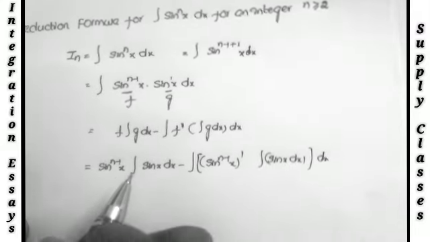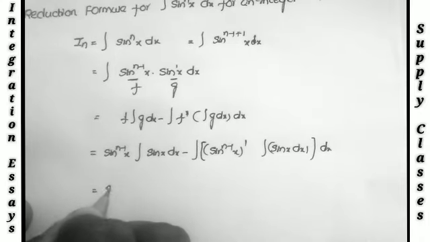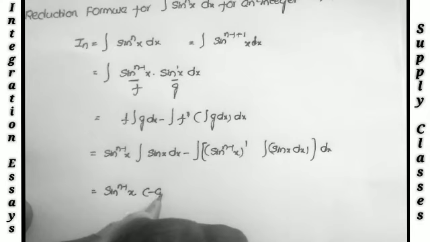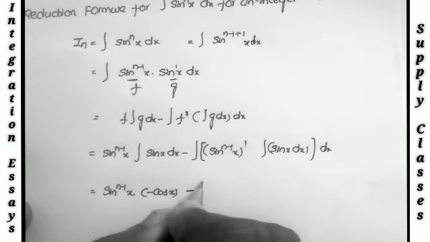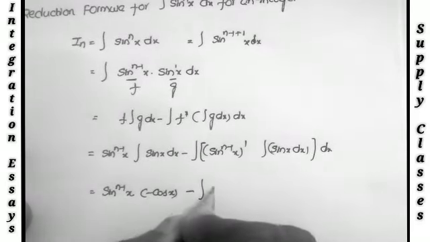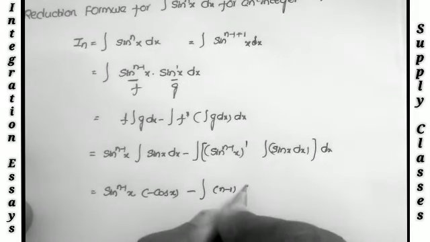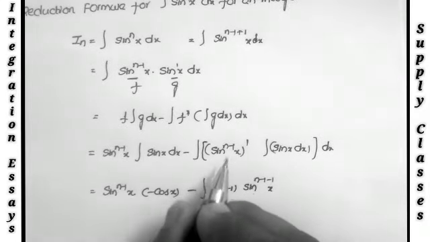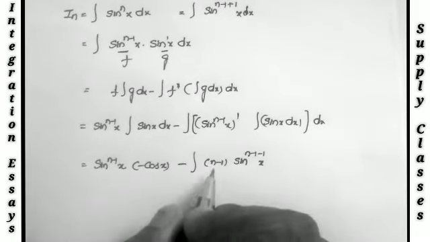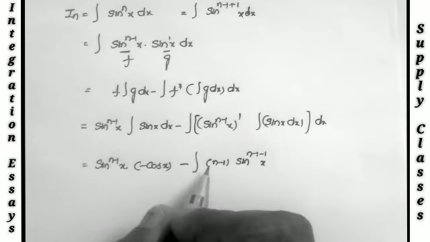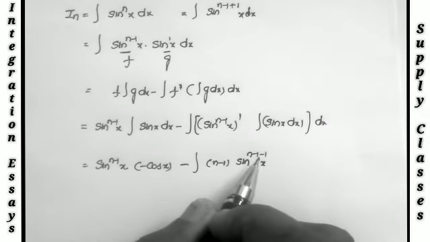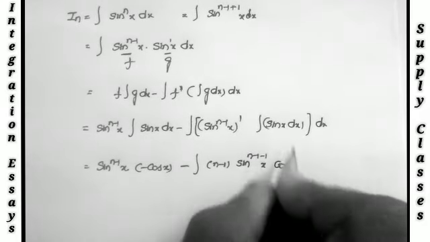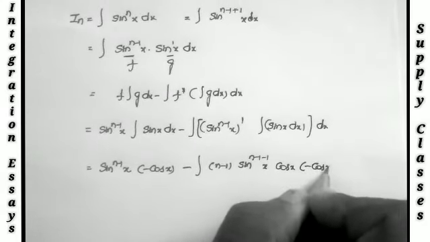Now this is equal to sin^(n-1) x into integral sin x, the answer is minus cos x. Okay, minus integral, the derivative of sin^(n-1) is n minus 1 into sin^(n-1-1). This is in the form of x^n. What is the derivative of x^n? n into x^(n-1), that is n minus 1 into sin^(n-2), into again the derivative of sin x, which is cos x. And integral sin x is equal to minus cos x dx.